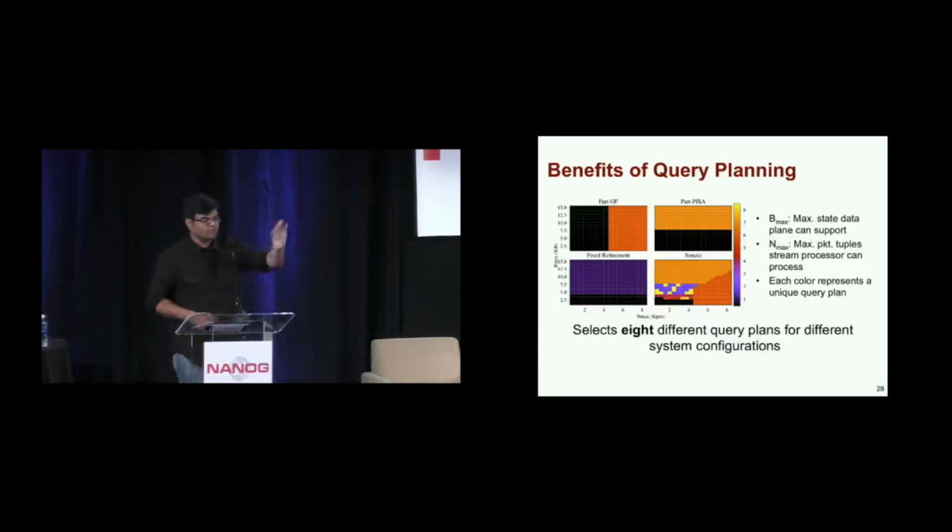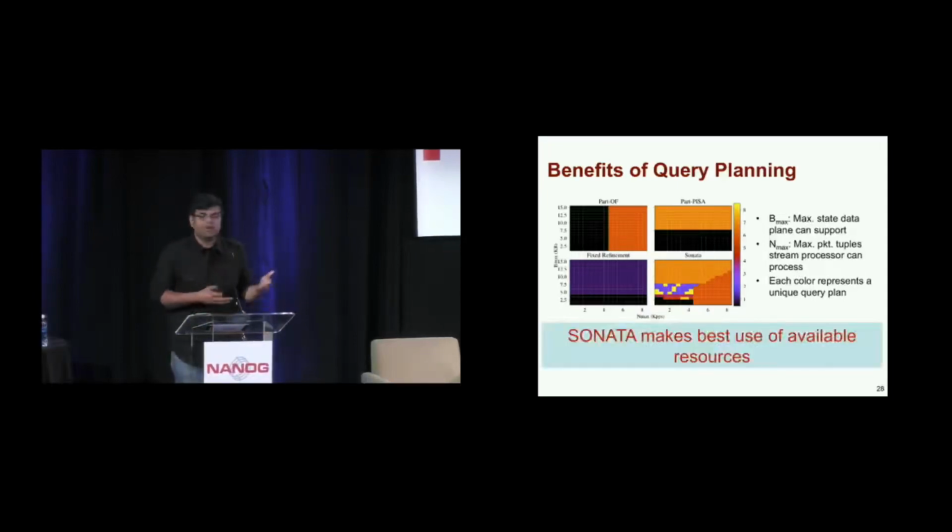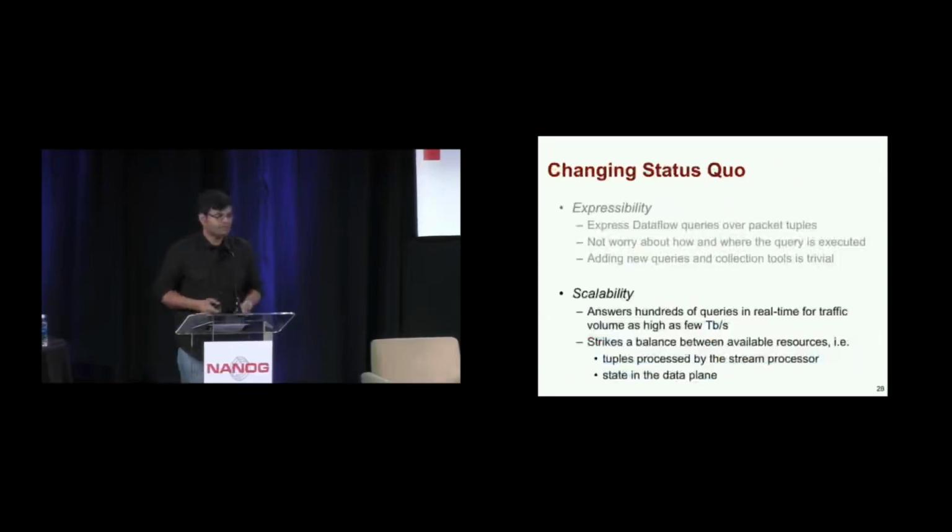So compared to all other approaches, the key takeaway here is that it can figure out different query plans under different constraints and effectively make best use of available resources. Once you specify the constraints in terms of what you can support on the network, Sonata can come up with a better query plan for each of those constraints.